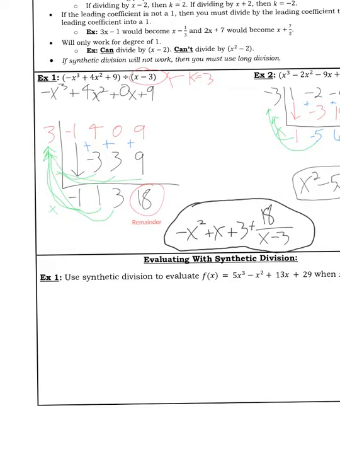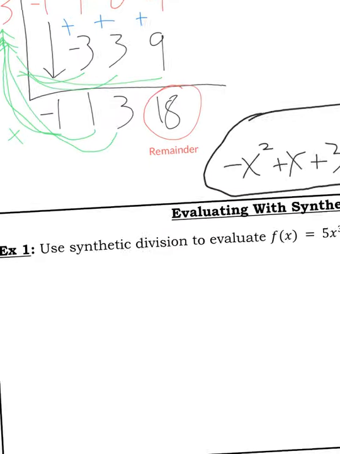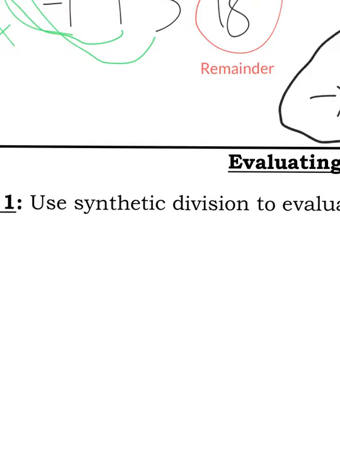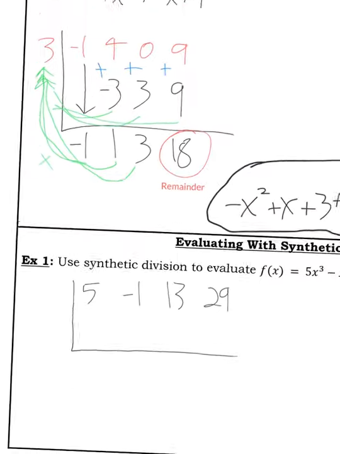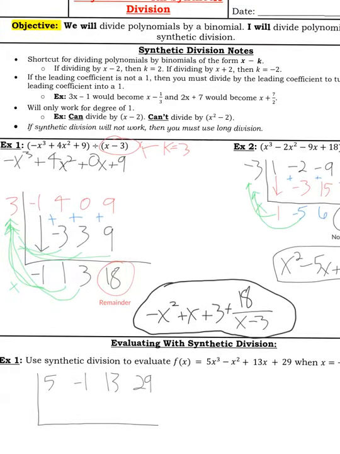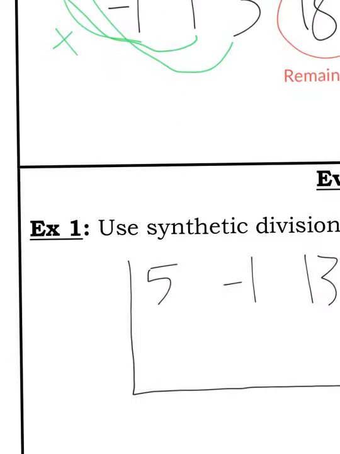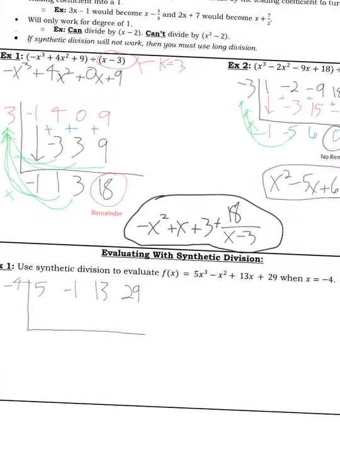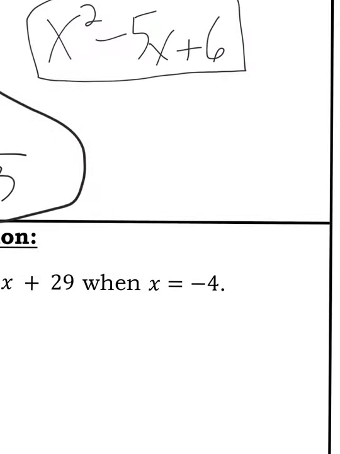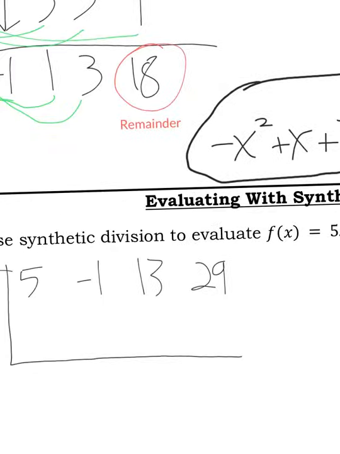Okay, so start this synthetic division like normal. Write down the coefficients of your numbers, okay? So I wrote down 5, negative 1, 13, and 29, okay? Now what do you do with that x minus 4? You know how we flip the sign up here with the k stuff? Well, if you're evaluating, you don't flip it, okay? So you're just going to write negative 4. So maybe that's a note worth writing down. Like, don't flip the sign when you're evaluating. Okay, so I made a little note of it there. That being said, let's get back to work on this.